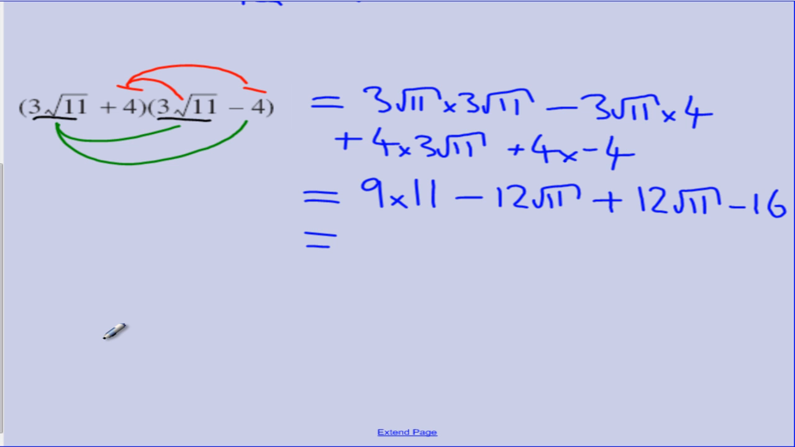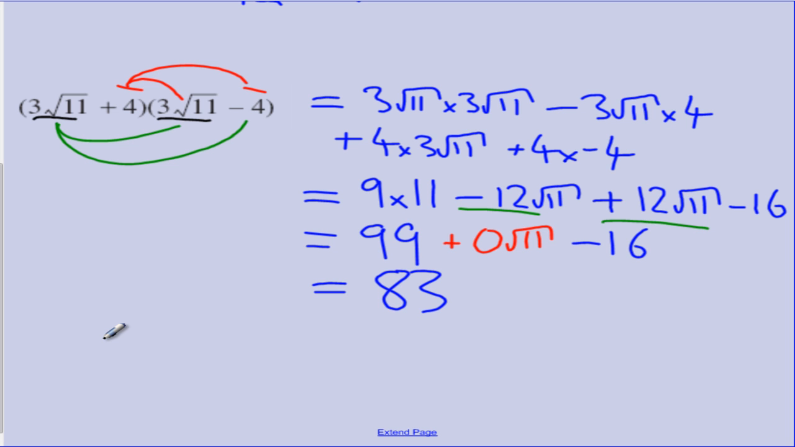So what we have, 9 times 11 is 99. Now we've got 2 surds that are the same, so we can join these together. They are like terms. We have negative 12 root 11s plus 12 root 11s. So that actually gives us no root 11s at all. So we can say, just in our middle here, plus no square root of 11s. And we have minus 16 on the end. Pulling that together, 99 minus 16 gives you 83.